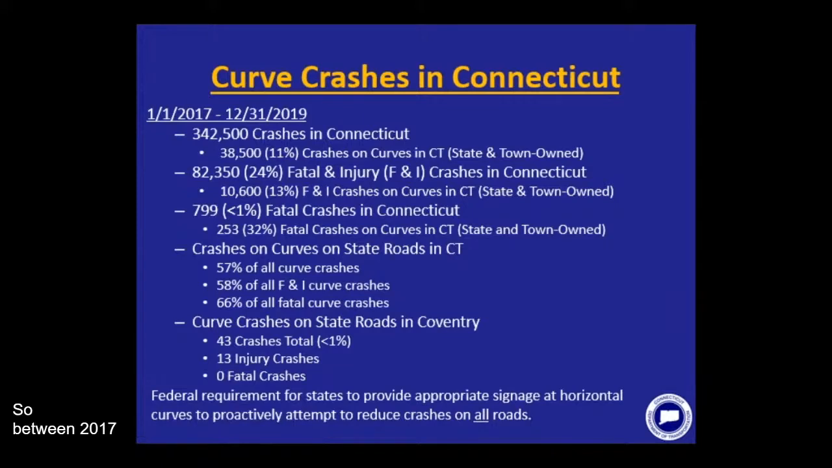So between 2017 to 2019, nearly 343,000 crashes occurred across all roads in Connecticut. Of these crashes, a little over a tenth of them occurred at curves. And about a quarter of all these crashes in Connecticut resulted in either an injury or a fatality. And again, a little over a tenth of these crashes occurred at curves.